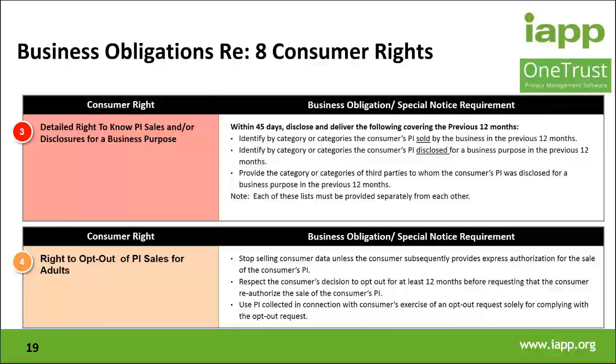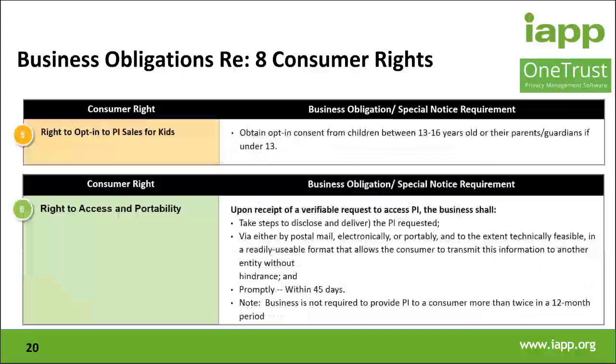With the right to opt out, once a consumer, an adult, asserts the right to opt out of the sale of their personal information, then that opt-out must be respected, and you cannot attempt to change the consumer's mind or get them to change their decision to opt out for at least 12 months. So there's back-end compliance that companies need to put into place.